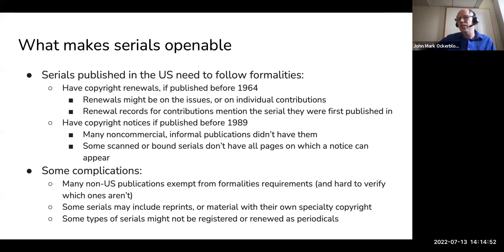Also, additional complications, which are also present for books, are that if the publication did not originally appear in the United States, but originally appeared elsewhere, or is derivative of something that originally appeared elsewhere, they're exempt from these requirements for renewals or notice in most cases. And it can sometimes be hard to verify.